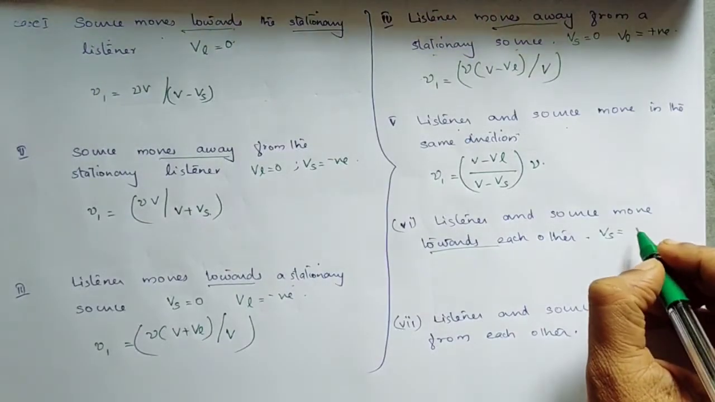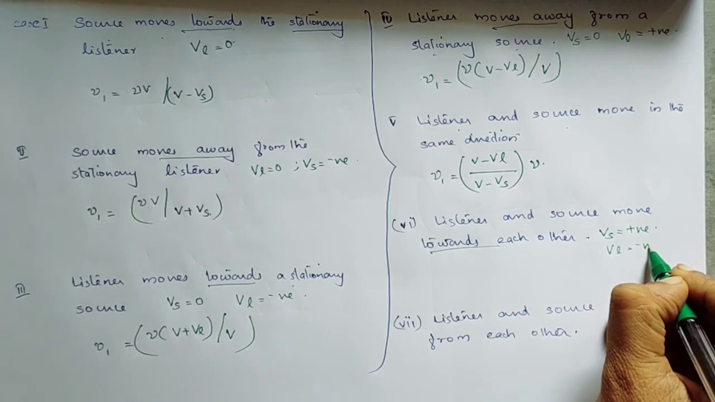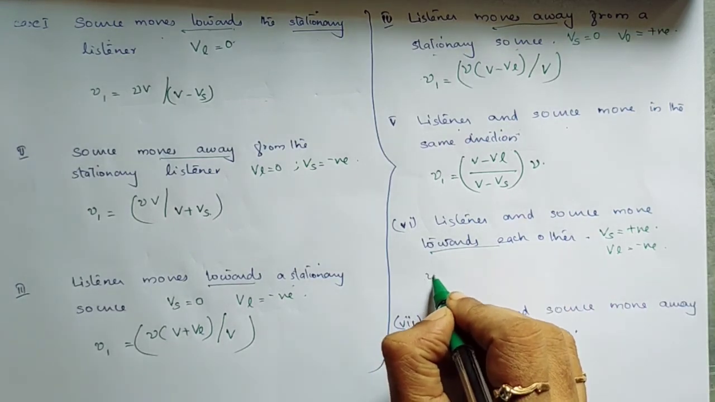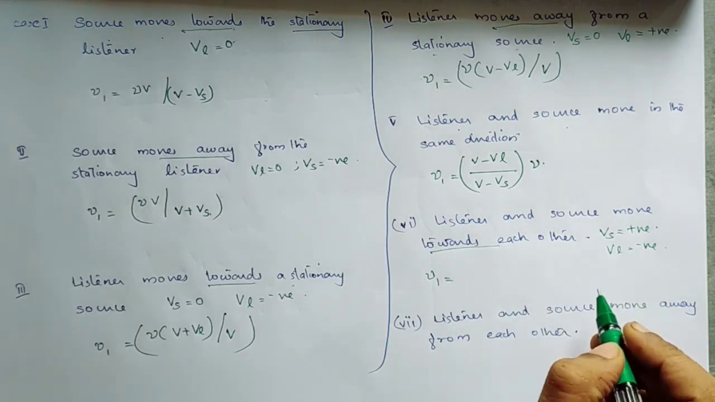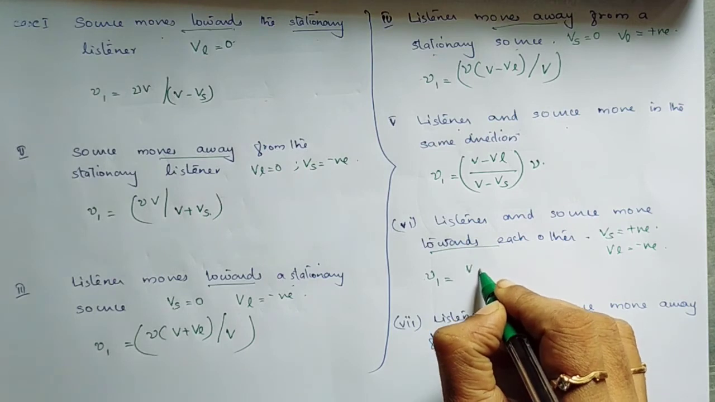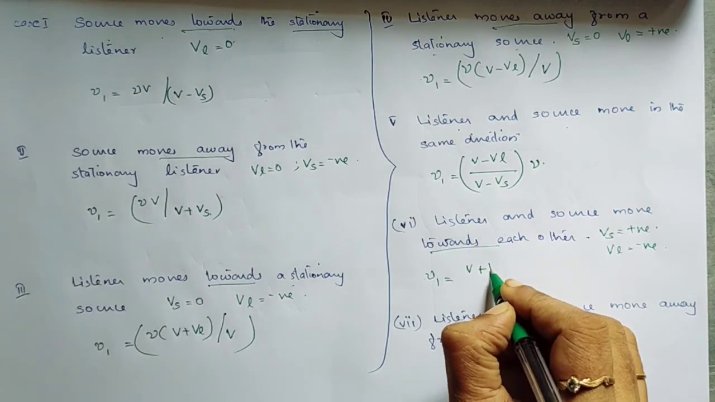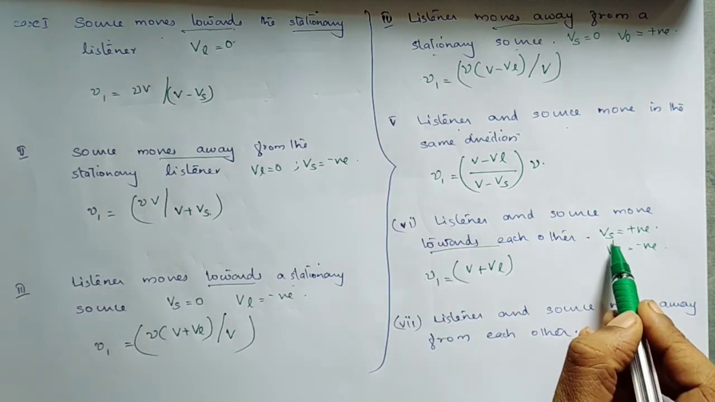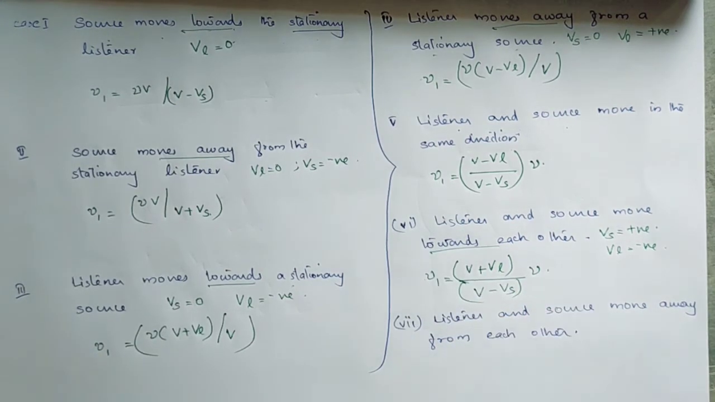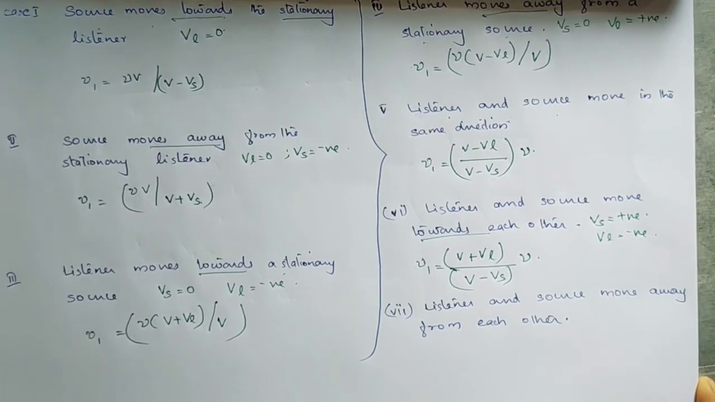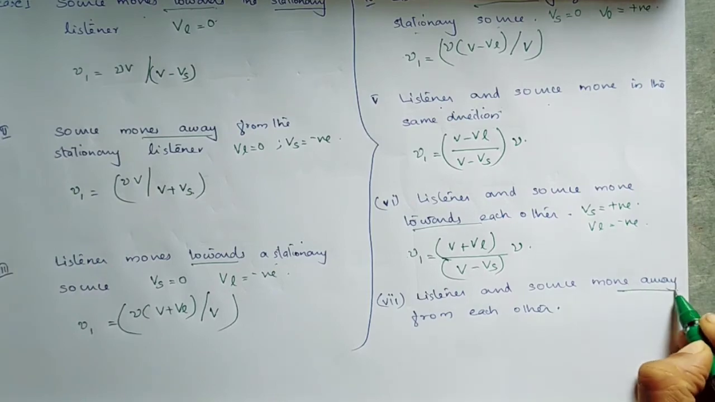So Vs is positive and VL is negative. Now what about the apparent frequency? Okay, just substitute. We will get V minus VL, VL is negative, so V plus VL, Vs is positive, divided by V minus Vs into nu. Okay, and the last case, listener and source move away from each other.